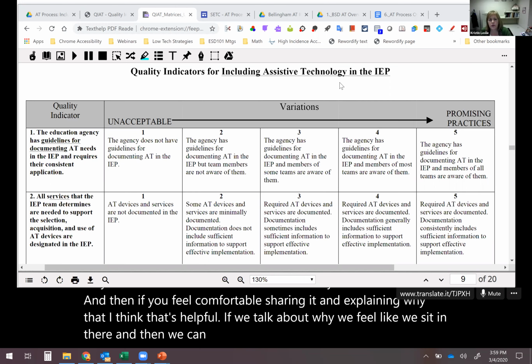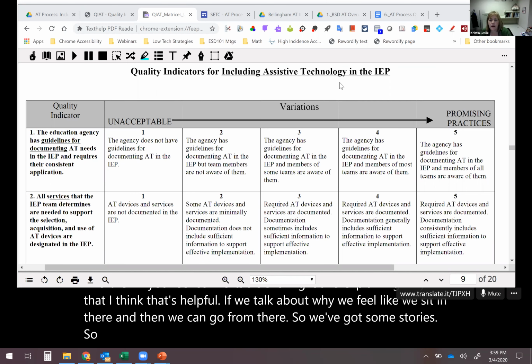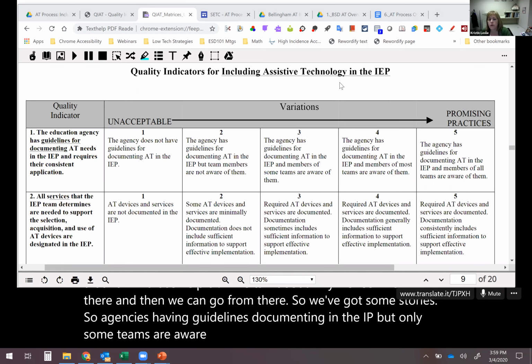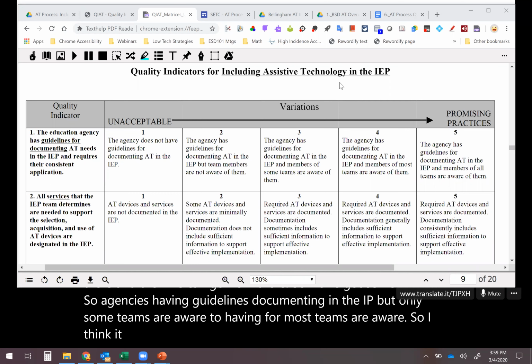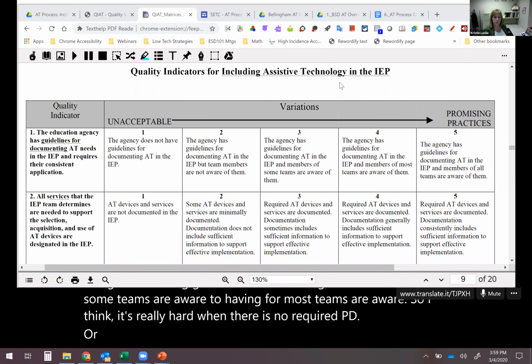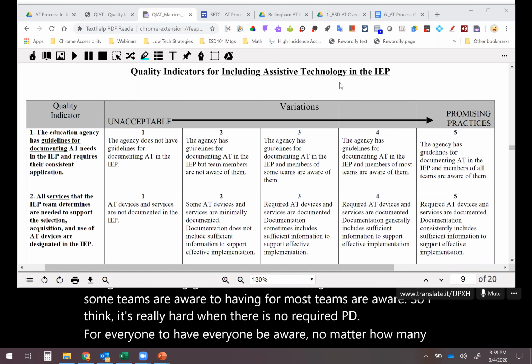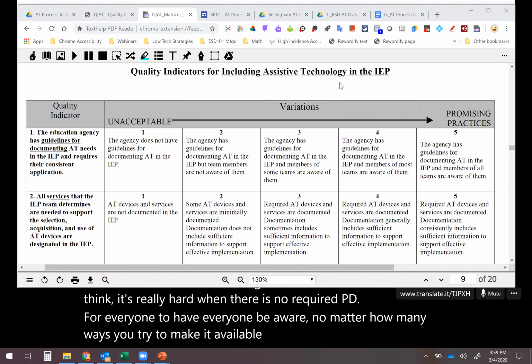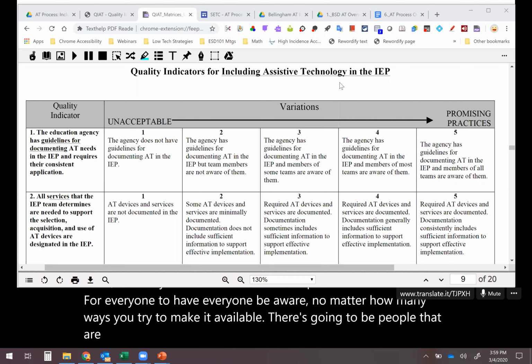So we've got some 3s. So agencies having guidelines and documenting in the IEP, but only some teams are aware, to having a 4, most teams are aware. So I think it's really hard when there is no required PD for everyone to be aware, no matter how many ways you try to make it available. Yeah, there's going to be people that are missing out, and that's frustrating.